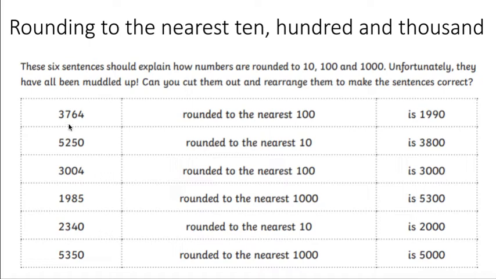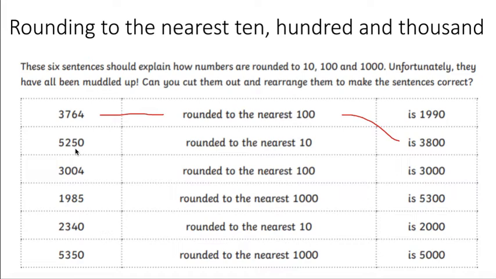Let's try rounding it to the nearest 100. 3,764. So it's 6 tens, we'll round that up. The 100 above 700 is 800, so it'll be 3,800. Again, I can scan. Is 3,800 there? Yep, there it is. Let me repeat what we did to that. We rounded it to the nearest 100. So let me grab my pen. And I can match up that 3,764 rounded to the nearest 100 equals 3,800.